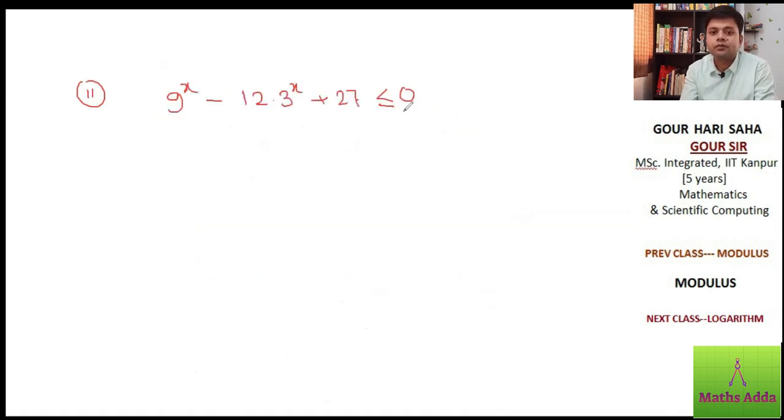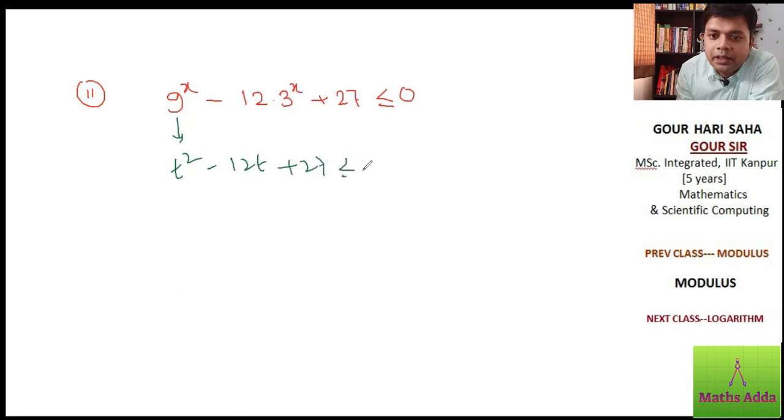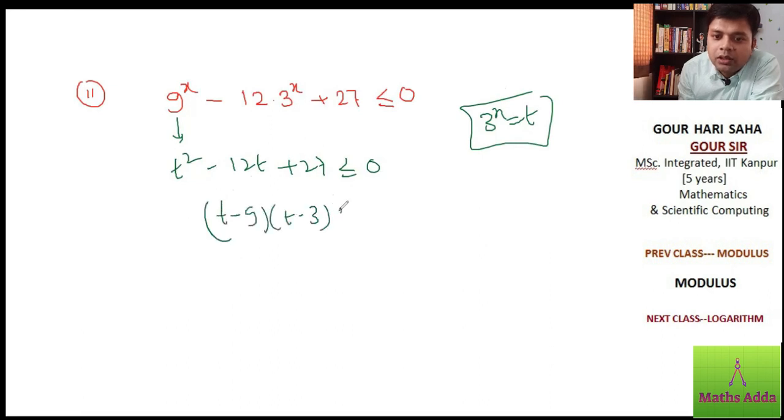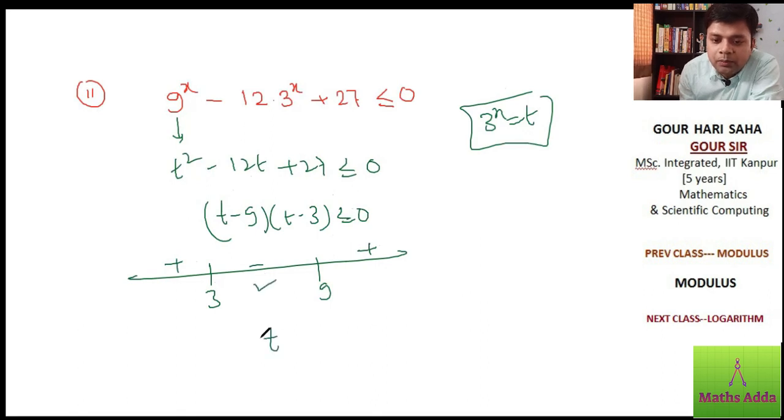Let us take another one. How to solve this one? You got the idea. This is t square minus 12t plus 27 less than or equal to 0, where 3 to the power x is equal to t. Now factorize it. It is a sign scheme inequality question, so we'll factorize it. It is (t minus 9)(t minus 3) less than or equal to 0. Number line 3, 9, plus, minus, plus. We are looking for less than or equal to 0, this one, so t will be between 3 to 9. You see equality will come because it is equality here, right?